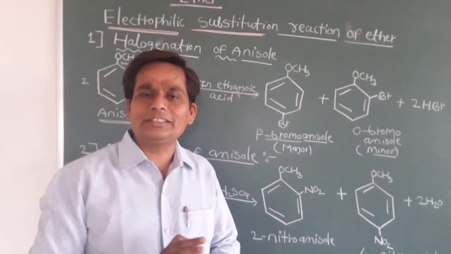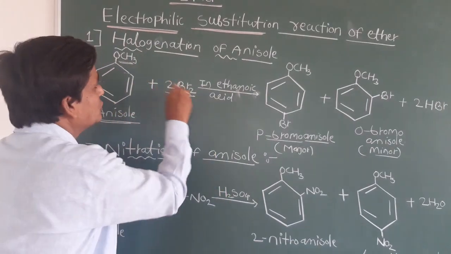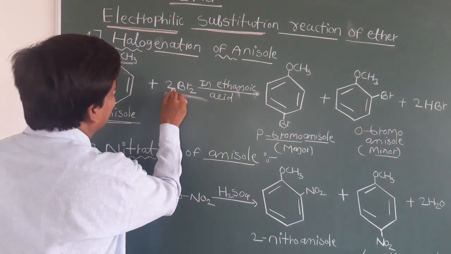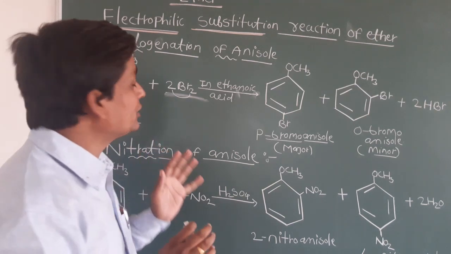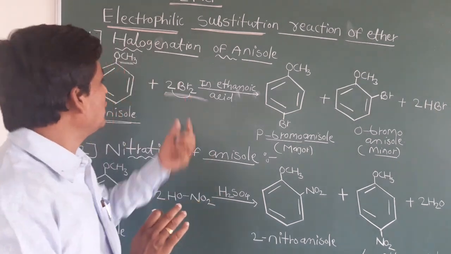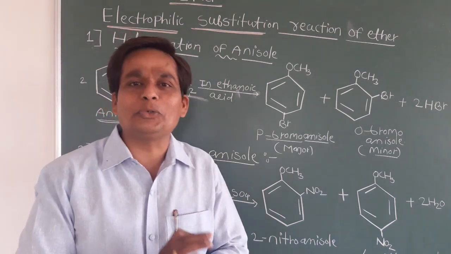In halogenation, hydrogen is replaced by the halogen group. So here bromine is the halogen. How many bromines are there? 4 bromines. When this electrophilic substitution reaction takes place, the electrophile, that is Br, is going to attack at the ortho and para positions.